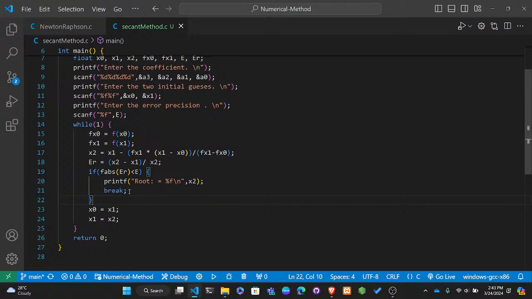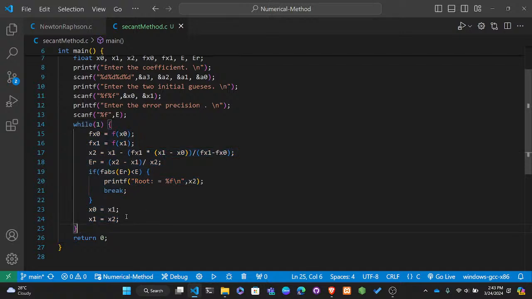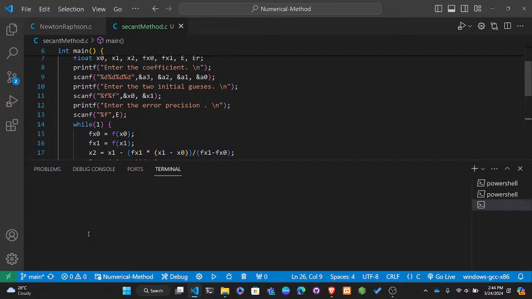If it is less than the error precision, the program will break from here and terminate from here. If it is greater, it will repeat again and again. If you look here, there is no break, so the program will repeat until it is smaller than the error precision. I think you understand that. So let's check whether it runs or not.